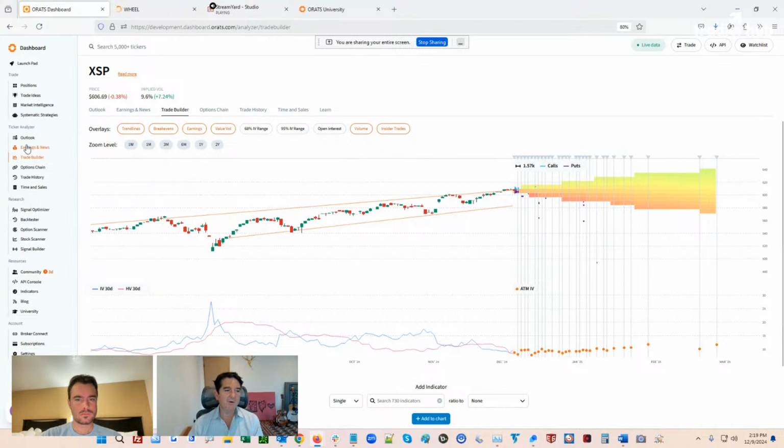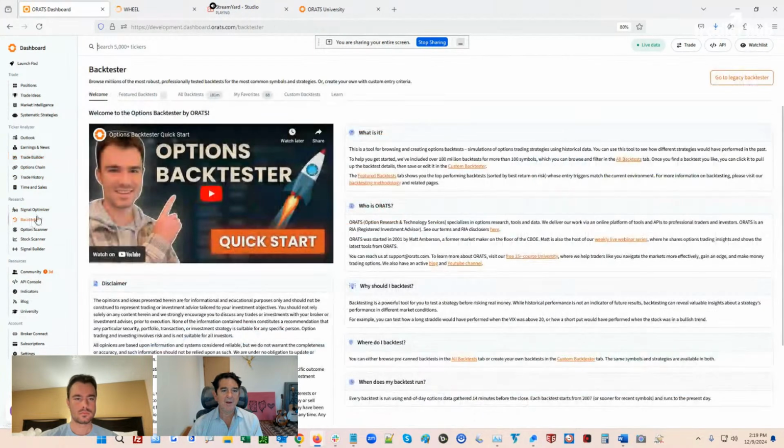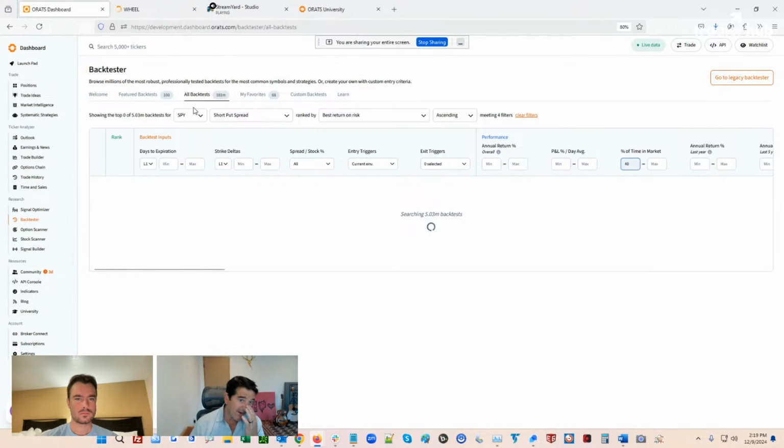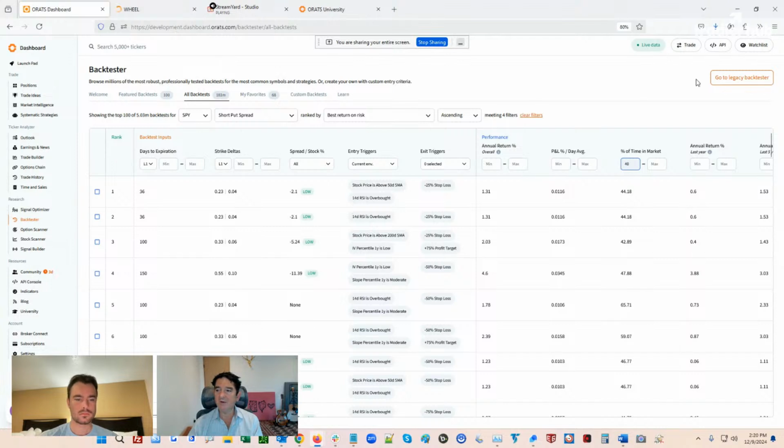So this trade builder, like I said, one of our top tools. But again, back to developing a strategy that utilizes these indicators. How do you do that? And I think a good place to start is the backtester. So if you go to the backtester, this is the backtest finder. We have 181 million backtests that we've pre-run, so this is a really good place to start. And then you could go to our custom or legacy backtester up here.